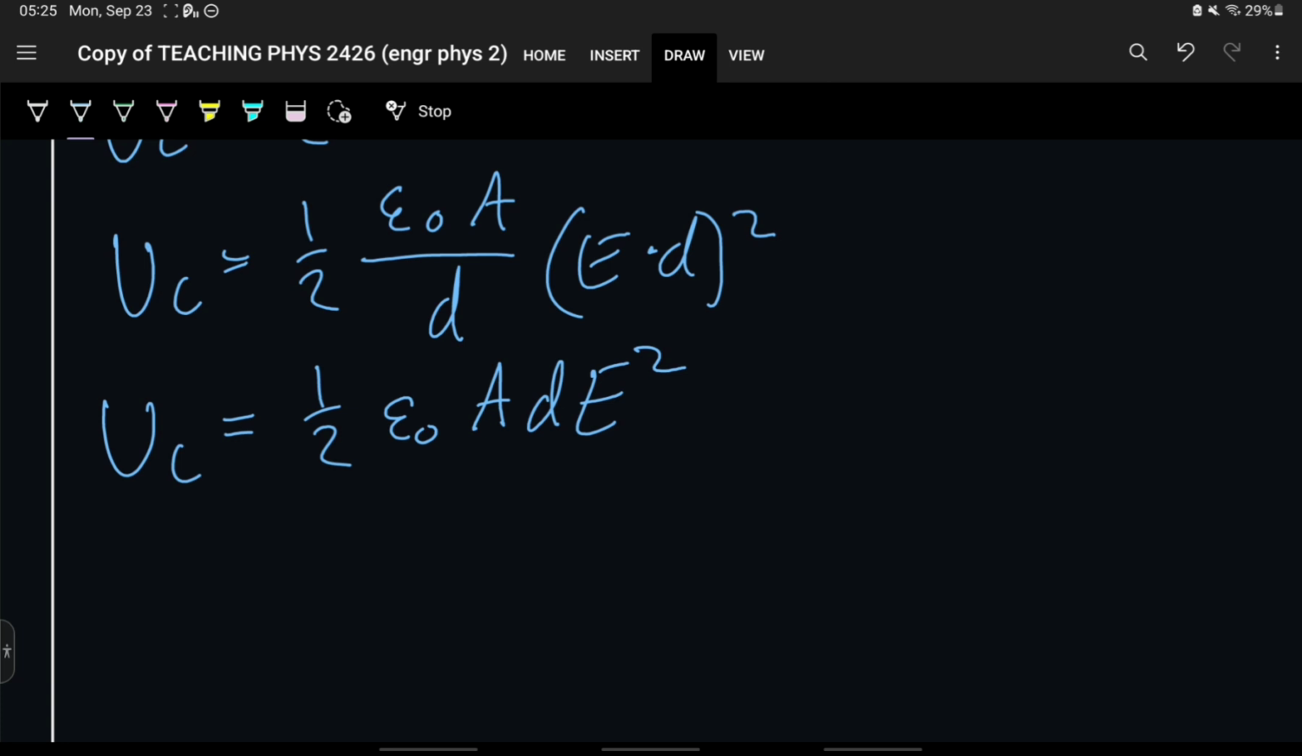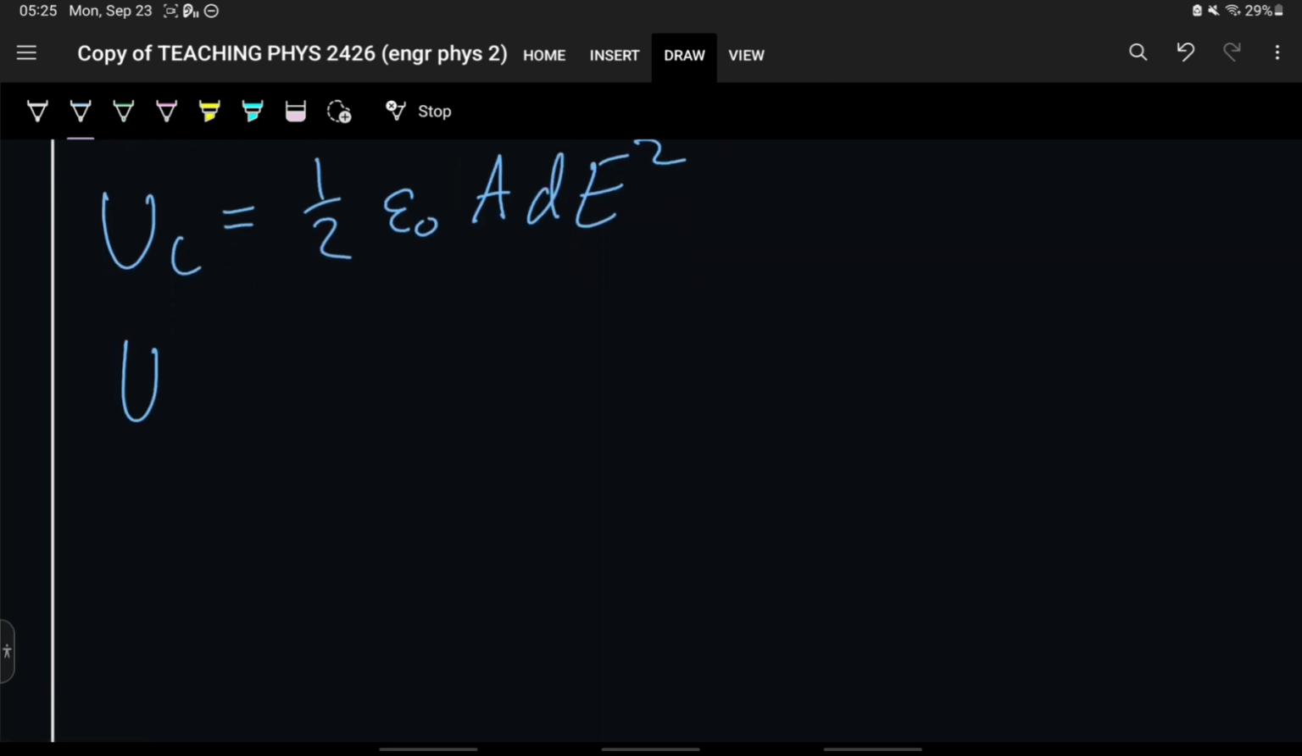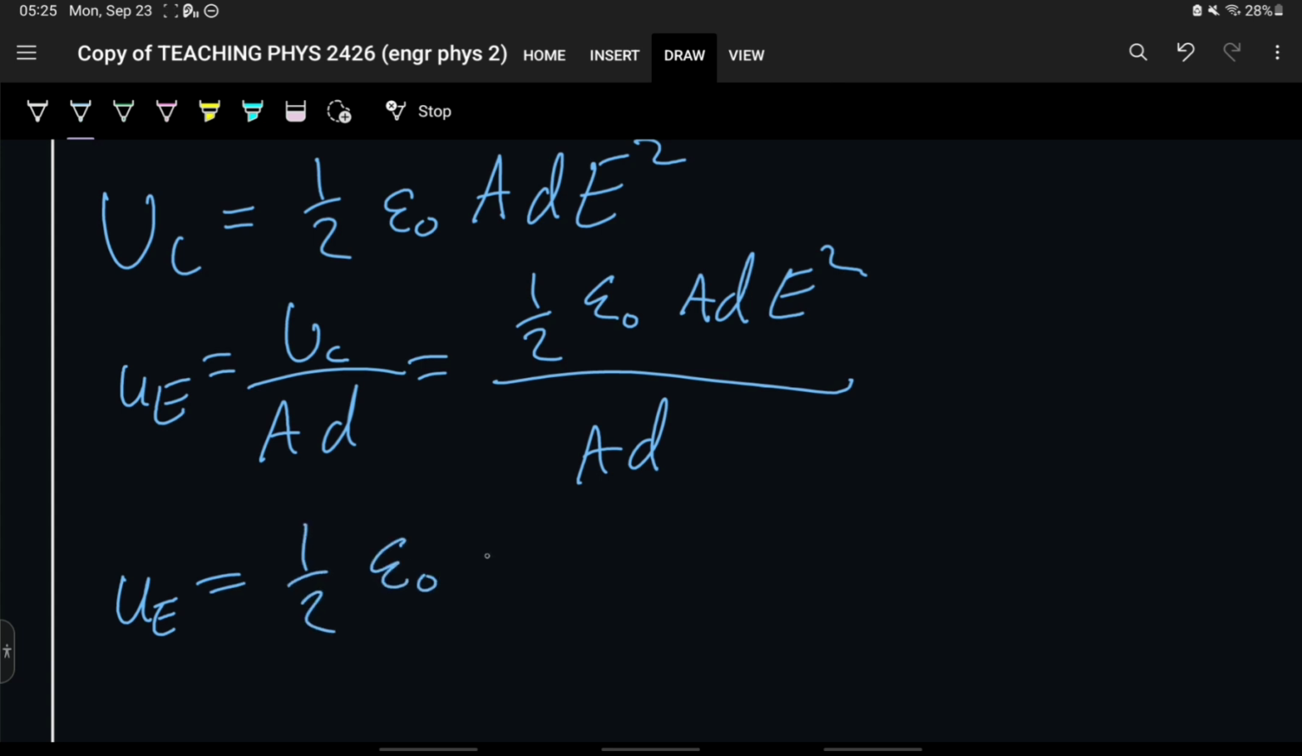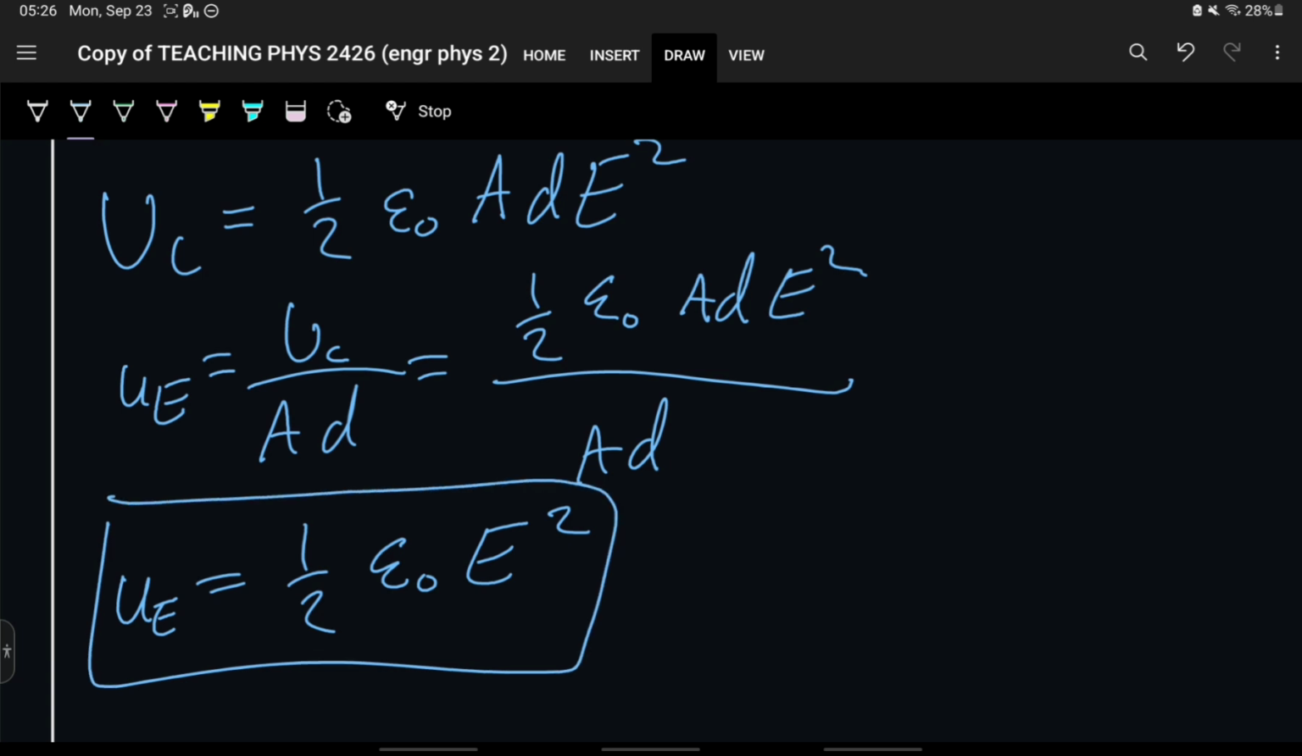And so now we can divide the total energy by the volume A times D. So U sub E is equal to U sub C all divided by A times D, which is equal to 1/2 times epsilon 0 times A times D times E squared, all divided by A times D. Now we can cancel out A times D, and we're left with U sub E is equal to 1/2 times epsilon 0 times E squared. And I believe that should be our final answer that works in SNAP physics.